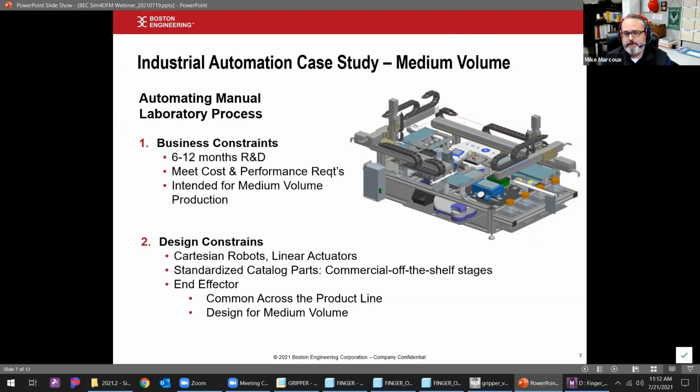So what we ended up with is a system comprised of two different 3-axis Cartesian robots with some custom end effectors. On board, we have all sorts of precision handling and transfer of fluidics. We have thermal electric heating and cooling, and a whole litany of other different things.